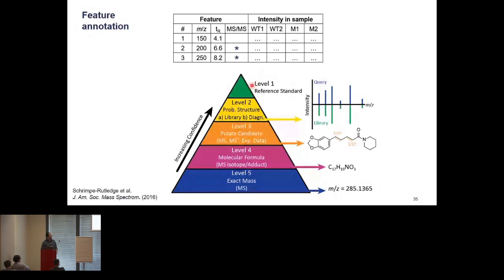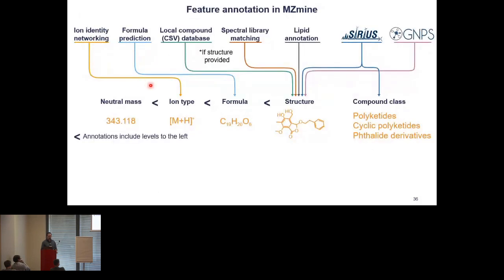In MZmine, we have a number of modules for annotation. So you can start with ion identity networking, which helps you identify the ion types and cluster your ions into families that are coming from the same actual molecule in the mass spec. Chemical formula predictions to identify the chemical formulas, local database search or spectral library matching to identify the structures. And you can also do other things like molecular networking or external tools like Sirius for predicting the structures and compound classes and so on. So all these tools are there, and that's nice.